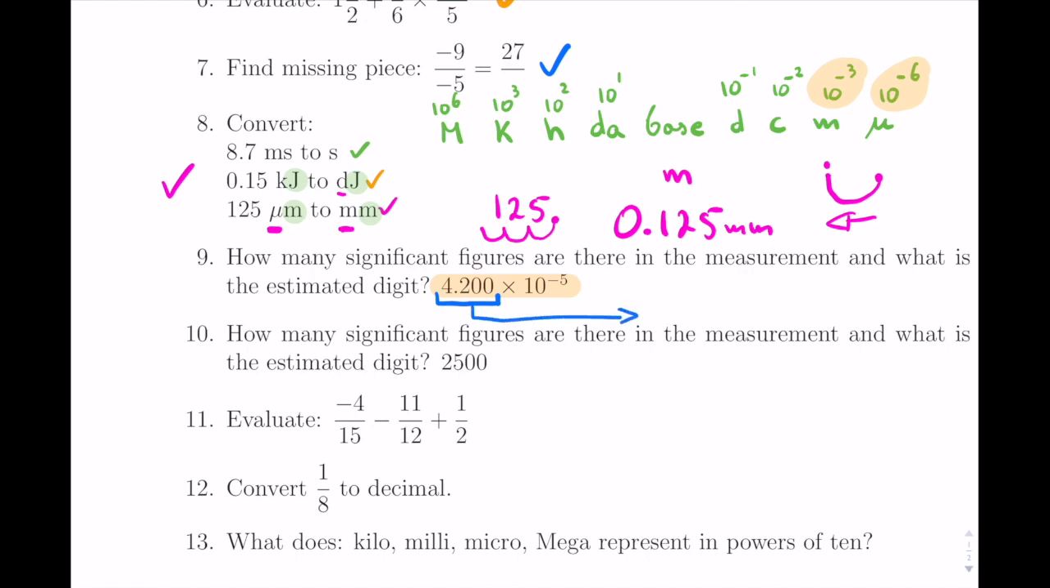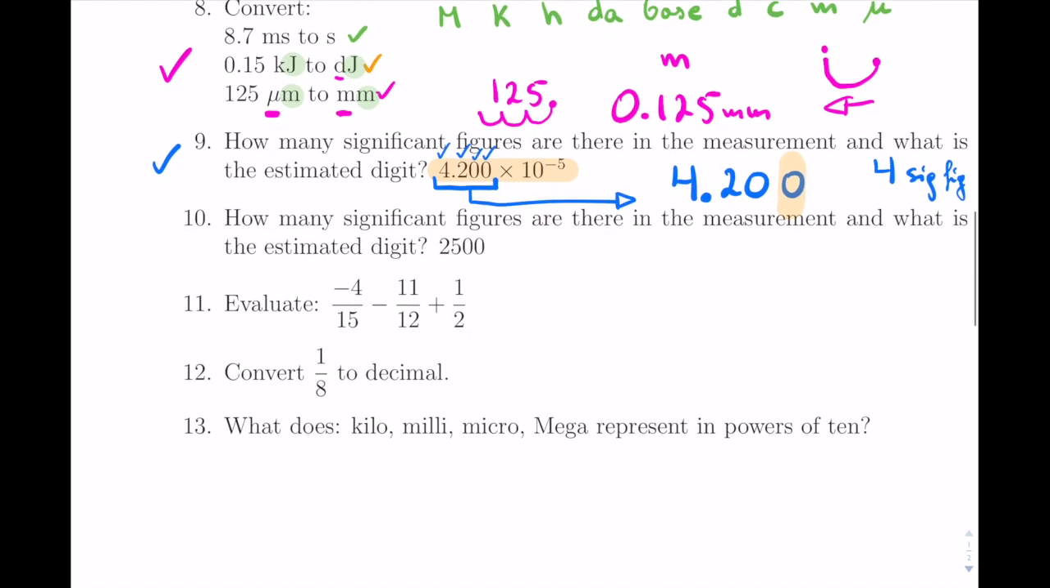So now for the mantissa, if we want to count the number of significant figures, well, we know that non-zero digits always count, so that's the 4 and the 2. And now I have 2 zeros here, this 1 and 2. Now, do they count? Well, remember that the rule states that if there is a decimal in the number, then the zeros count. So that means I have 4 sig figs. And now, what is the estimated digit? Well, the estimated digit by definition is always the last significant digit. So in this case, it would be 0. Okay, that's question 9.